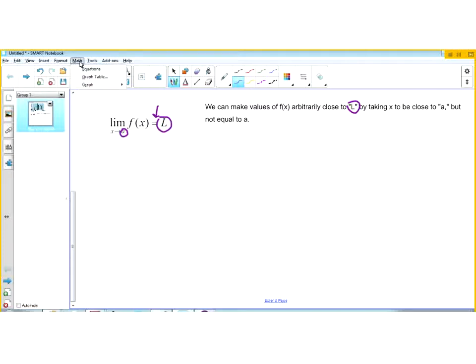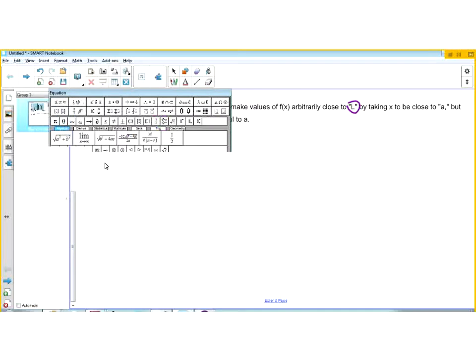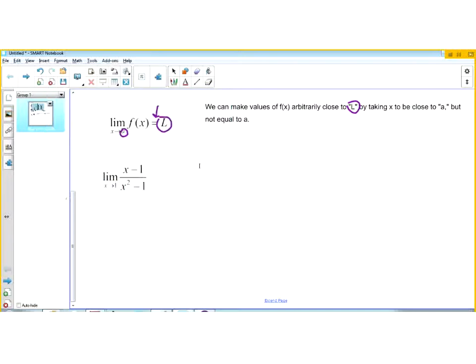So for instance, let's consider this problem. The limit as x approaches, say, 1 for a rational function, x minus 1 divided by x squared minus 1. What is this limit? How do we know? Clearly, x cannot be 1 because 1 is not in the domain of f of x. So how do we deal with this?